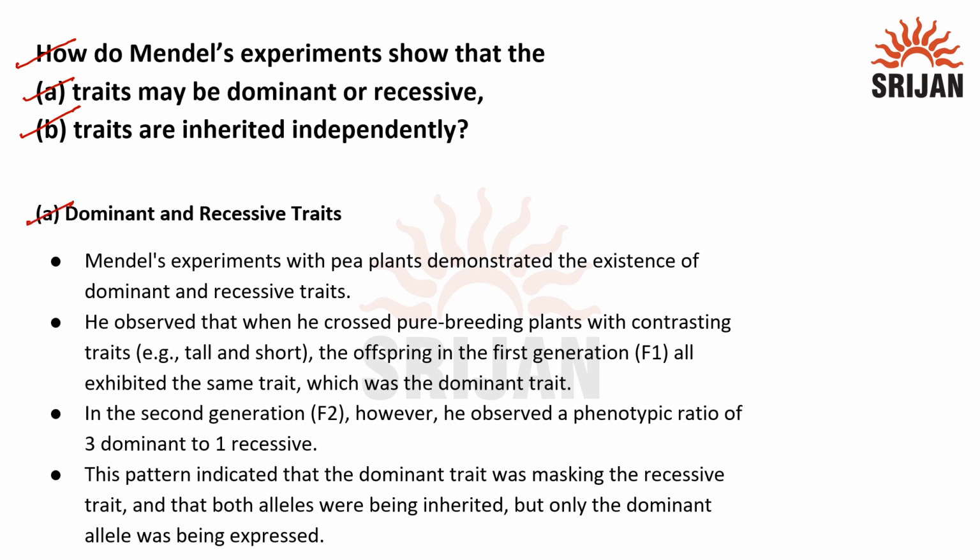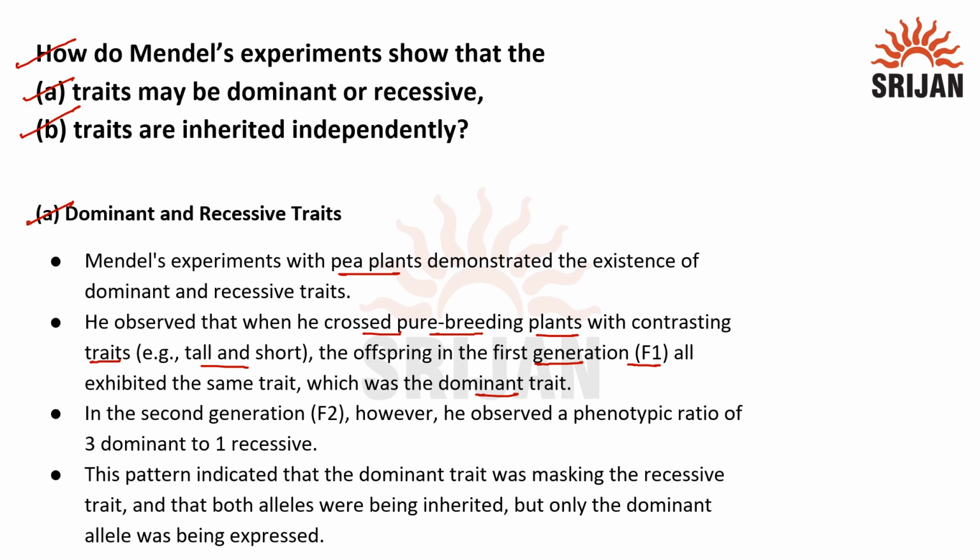So Mendel performed a series of experiments on pea plants, that is the monohybrid cross and dihybrid cross, and he observed that when he crossed pure breeding plants with contrasting traits, for example tallness and dwarfness, the offspring that were obtained in the first generation, or F1 generation, exhibited only one trait, which was the dominant trait.